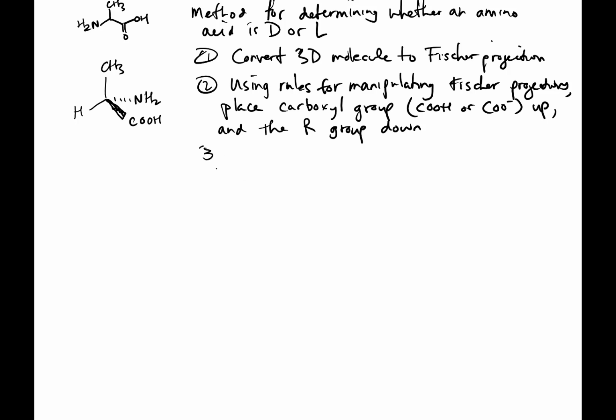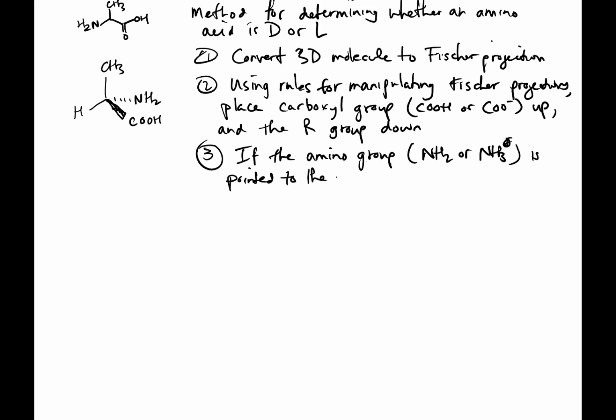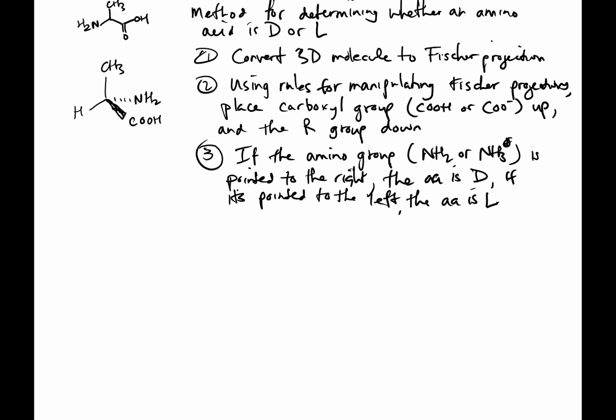Now, if we do that, let's just say if the amino group, and again that's the NH2, or depending upon the pH, the NH3 plus group, is pointed to the right, the amino acid is a D. If it's pointed to the left, the amino acid is L. Okay, so D or L.